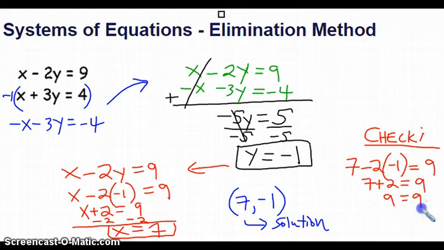9 equals 9. Of course, we could plug it into this equation over here as well. It would work just fine. We could plug in our 7 here and our negative 1, evaluate, and we should also get 4. All right, so that is solving systems of equations using the elimination method.